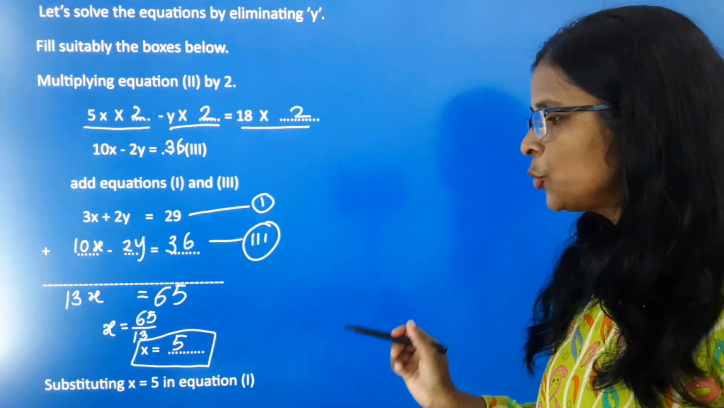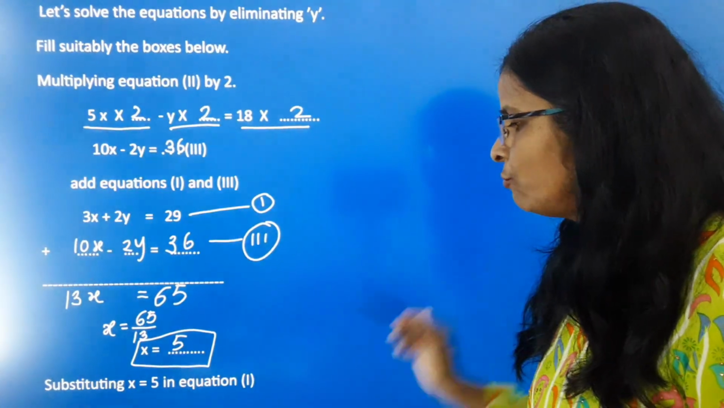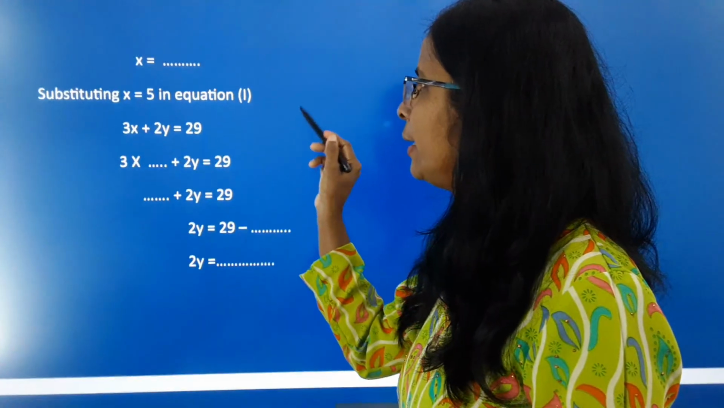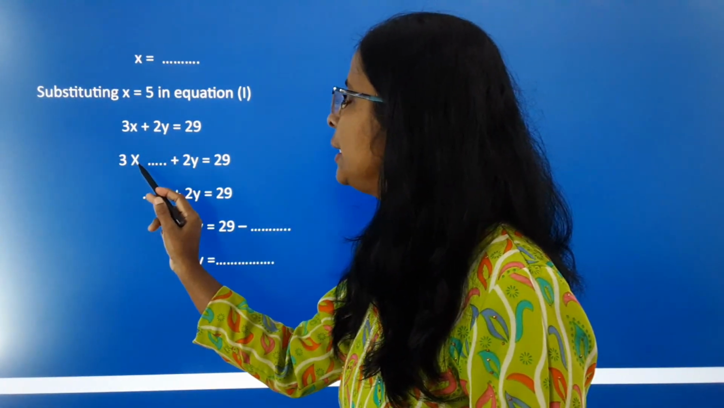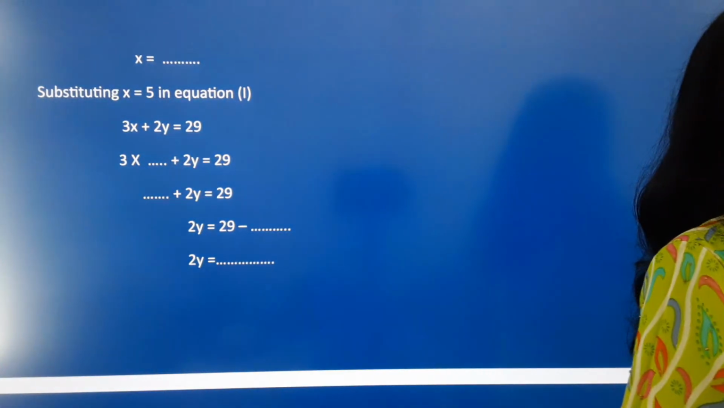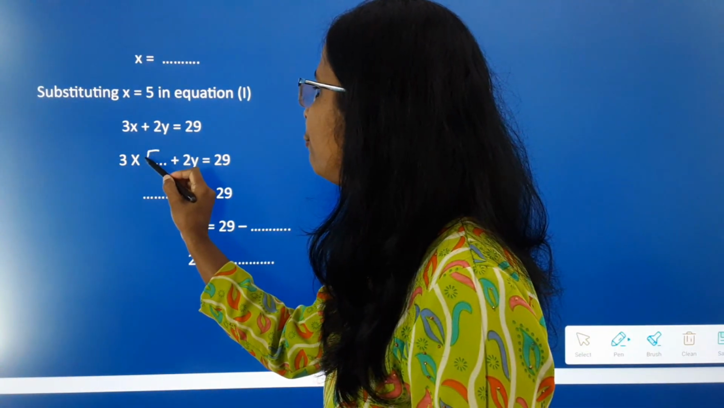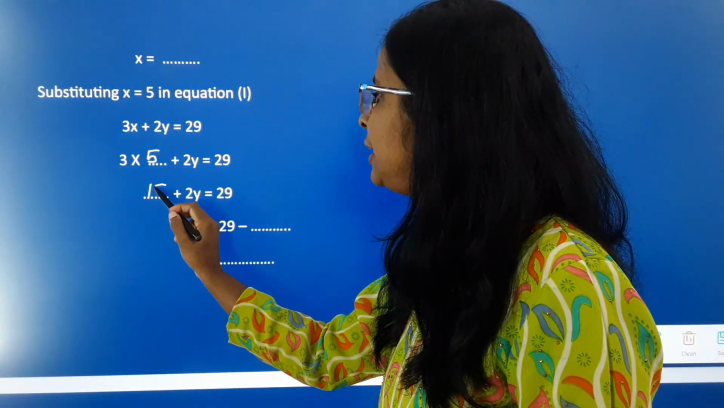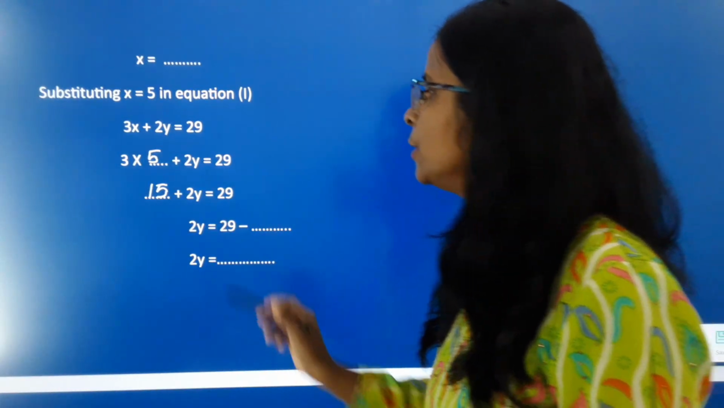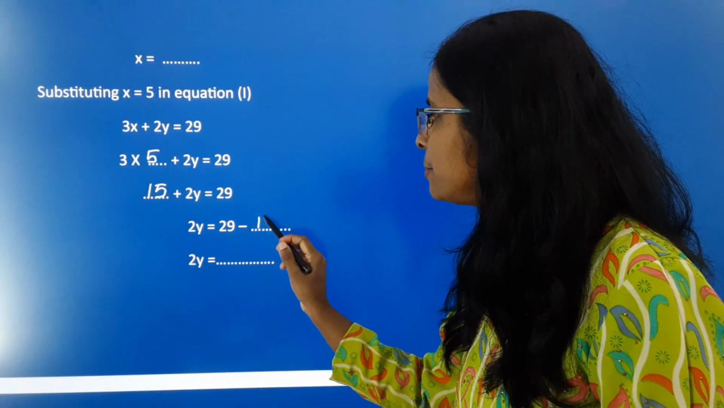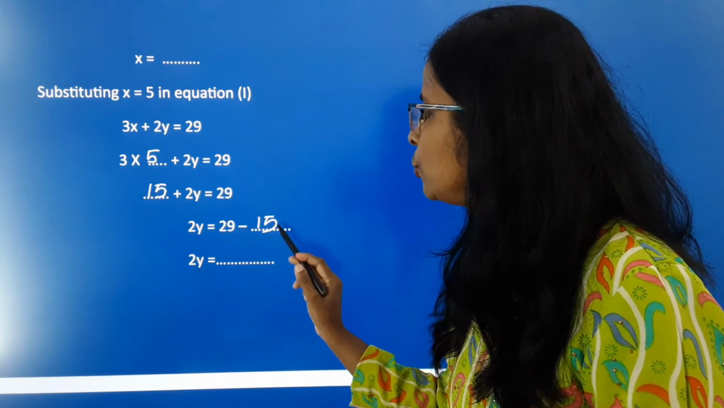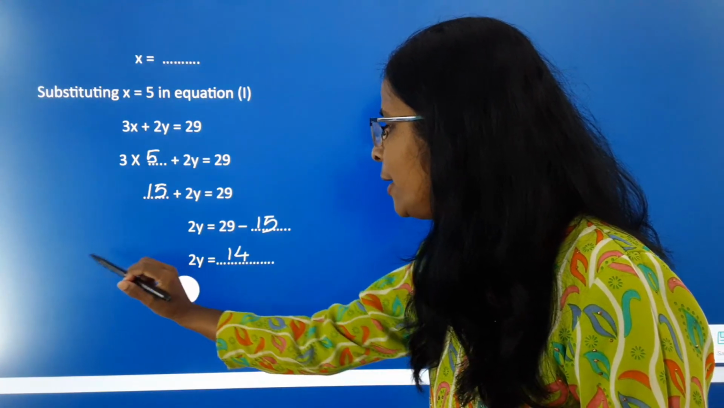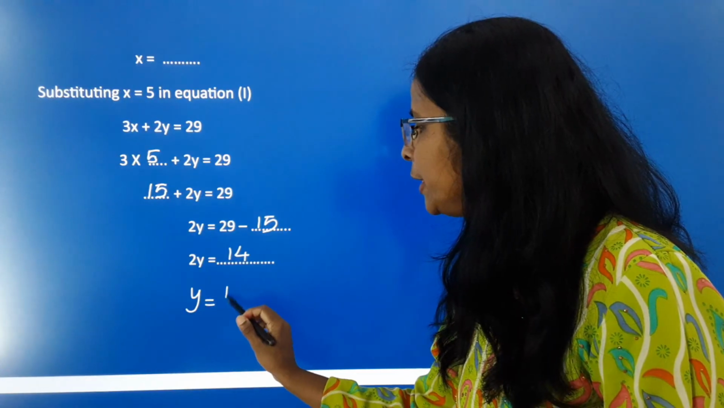So now substitute x is equal to 5 in equation 1. We have 3 multiplied by 5 plus 2y is equal to 29. So 3 5s are 15. 15 plus 2y is equal to 29. 2y is equal to 29 minus 15. The answer is 14. So here y is equal to 14 upon 2.